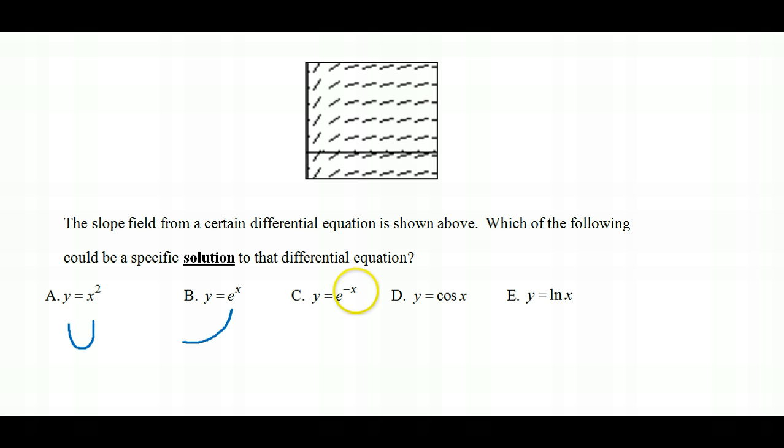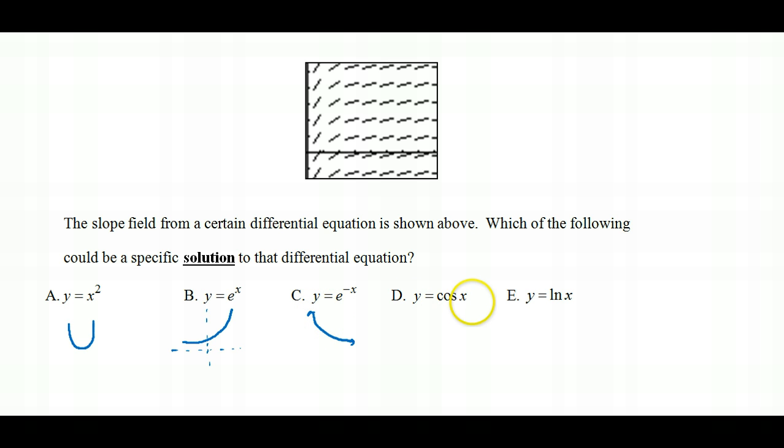Y equals e to the negative x. So this involves understanding and knowing reflections of a graph. So when I have a negative in front of the x value, then this thing reflects over the y-axis. So if this is e to the x, and here's my x and y axes, then e to the negative x reflects over the y-axis. So it's actually going to look like this. So y equals e to the negative x is going to have this general shape, which does not match the little portion of the slope field I see here, so the answer is not C.